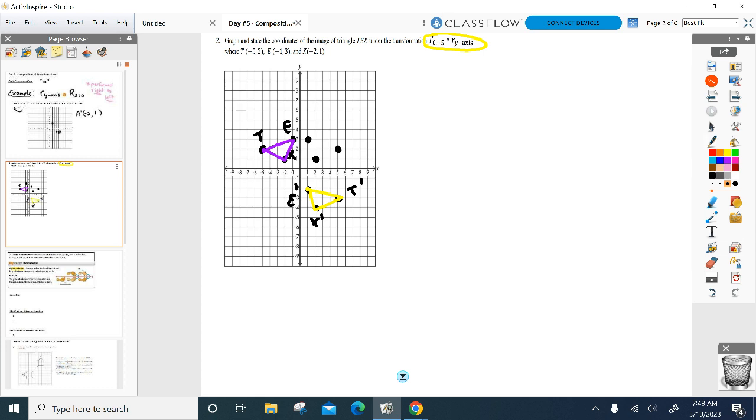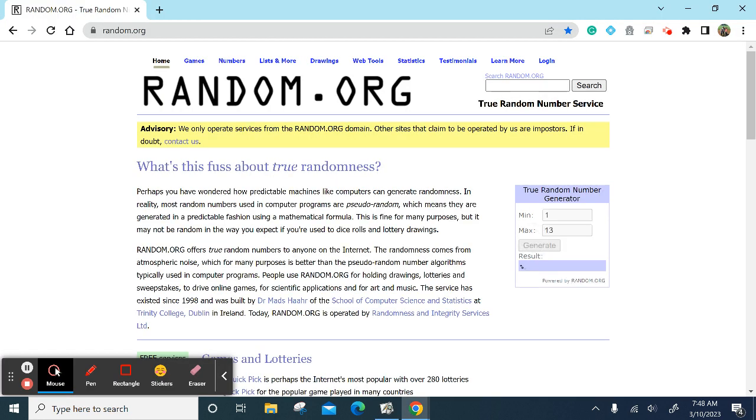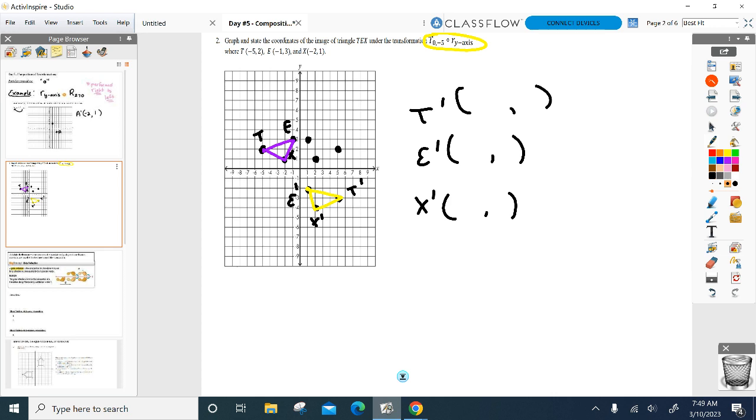The directions do say graph, which we did, and state. So let's state the coordinates now. T prime, E prime, X prime. Those coordinates. T prime is 5, -3. Yes. E prime is 1, -2. Yep. And X prime is 2, -4. There you go. Great work.